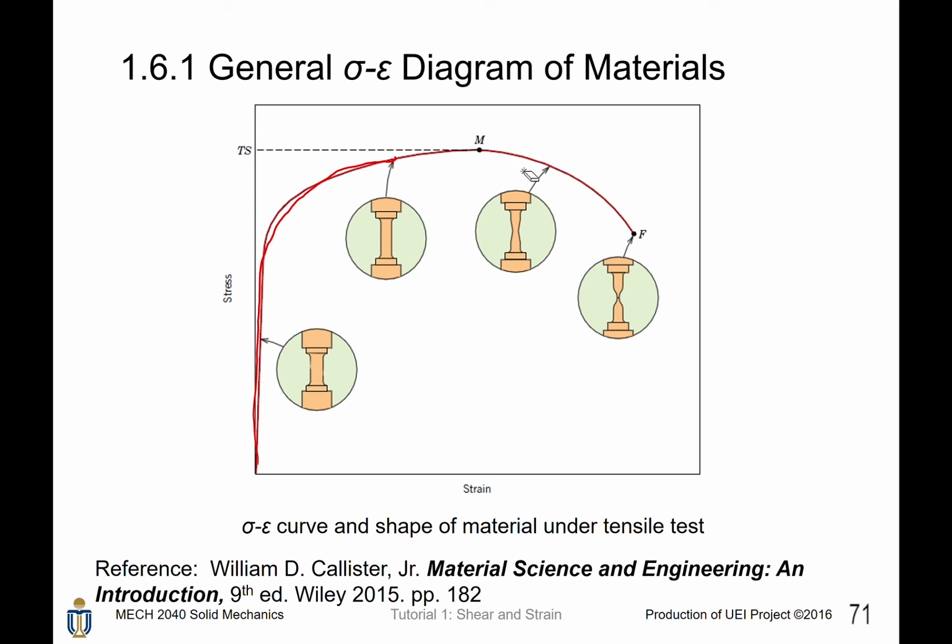Because of the necking, the material becomes very weak in the middle. The material becomes weak and eventually it is fractured. You will learn more about the fracture in engineering materials course. This figure comes from the textbook of Material Science and Engineering, which is the textbook of 2410.